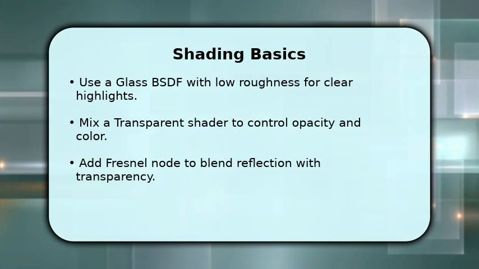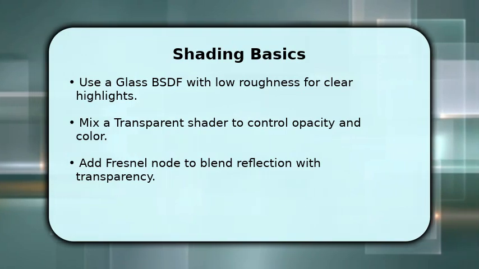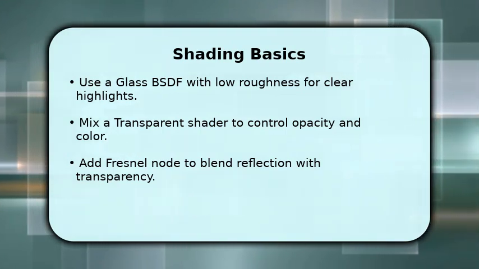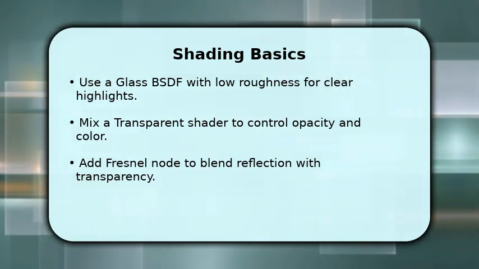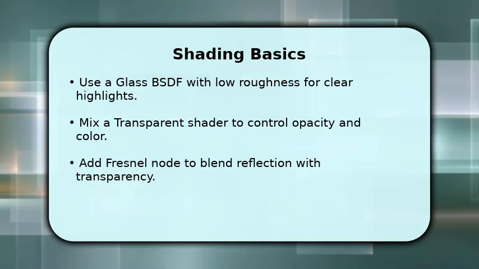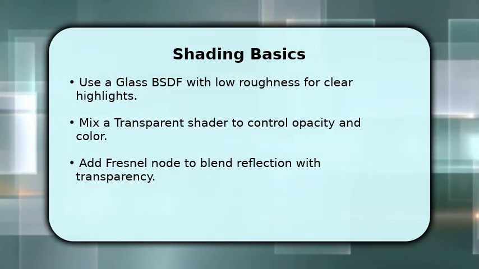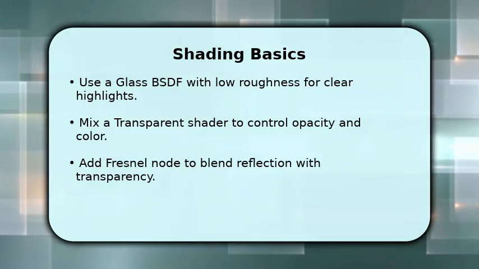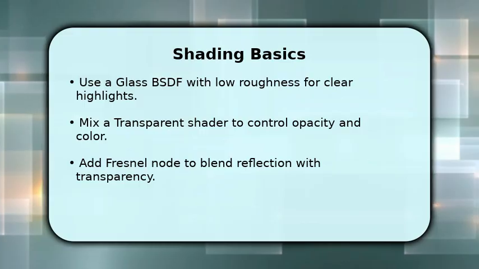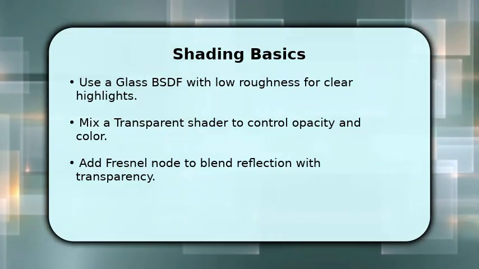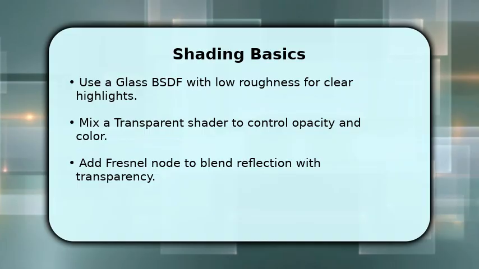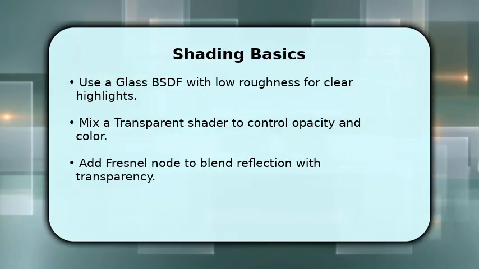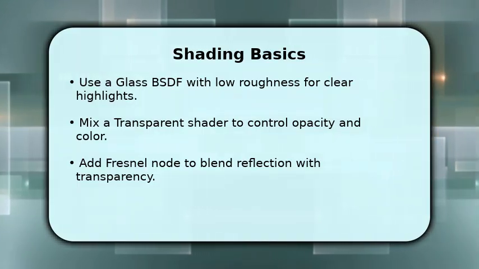Set up a glass BSDF with low roughness and a transparent shader mixed by Fresnel to mimic thin film behavior. Slightly tint the color and use a layer weight node to enhance edge reflections versus center transparency. Add subtle noise to roughness and a normal map for micro imperfections. These small adjustments create believable highlights and color shifts when lighting interacts with the bubble surface.